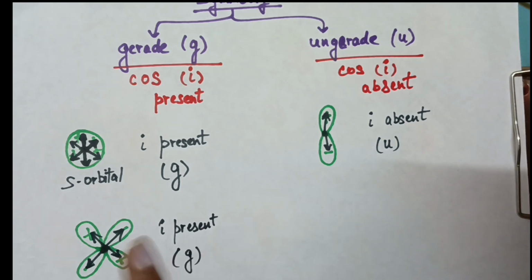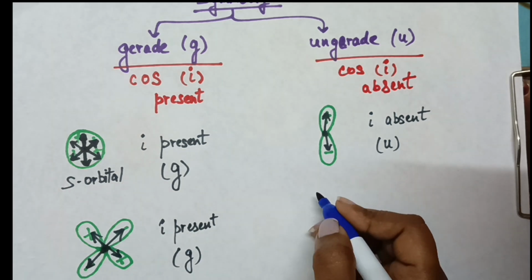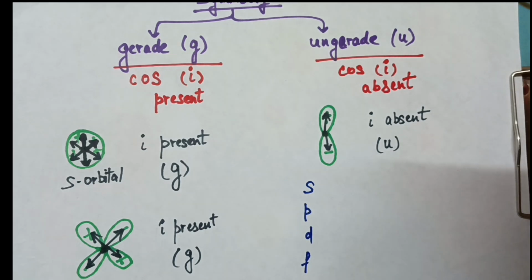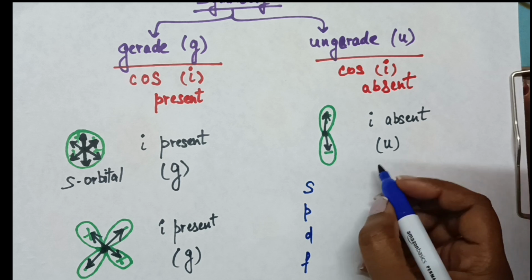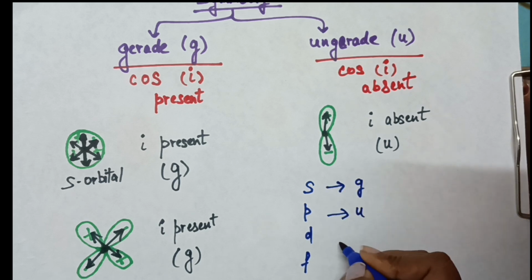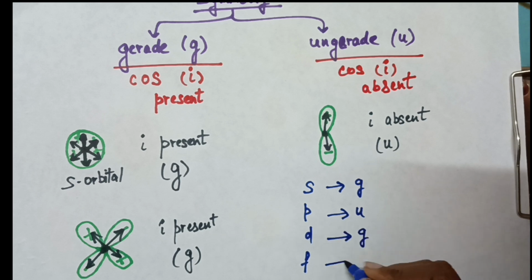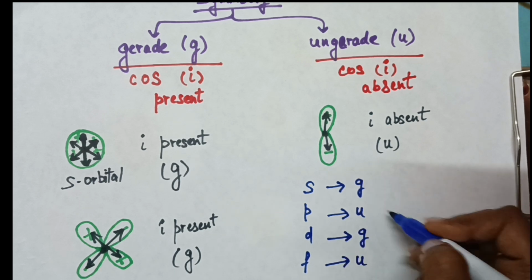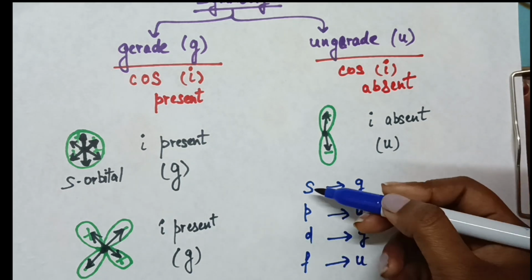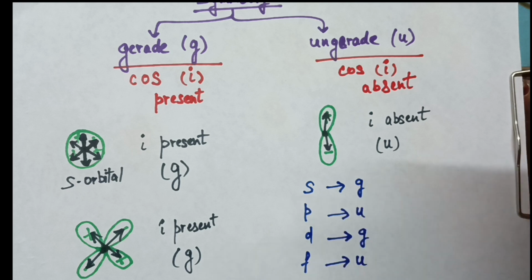Now if you don't want to mess things up like this, you can learn one more thing. If you are having s, p, d, f orbitals, then symmetry goes like this. For s you have gerade, p you have ungerade, for d you have gerade, for f you have ungerade. Alternatively, you get the symmetries gerade, ungerade, gerade, ungerade for s, p, d and f orbitals.